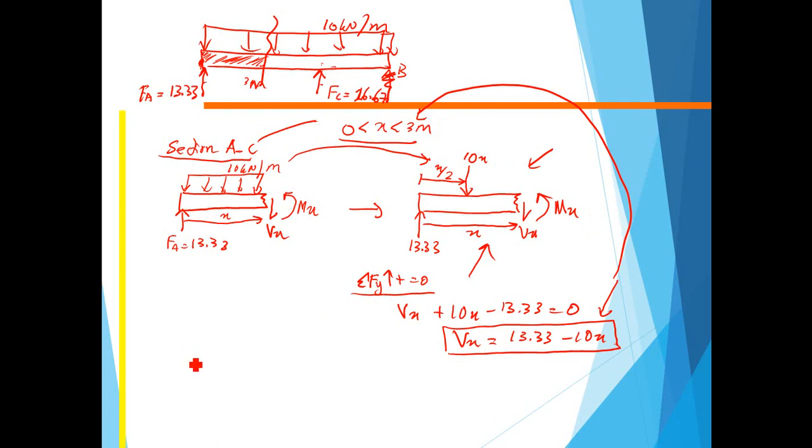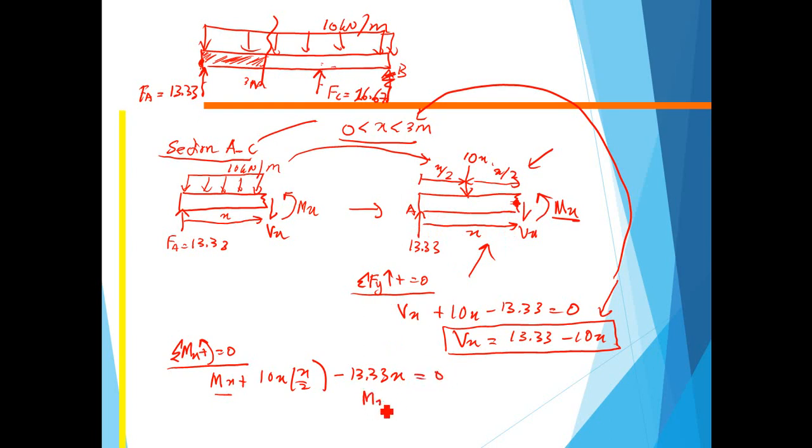Okay, and then we will develop the equation for bending moment. So summation of moment at point x, let's say in this direction is positive, must be equal to 0. So we can write the equation where Mx plus 10x, taking the moment at this point, times the distance from this point to here, which is x over 2, because this is also x over 2. Then minus 13.33, this force, times x, since the distance from point A to here is x. So I put it equal to 0.